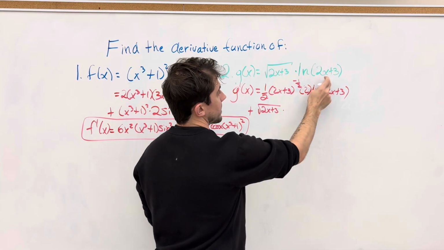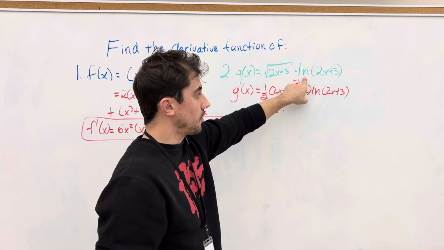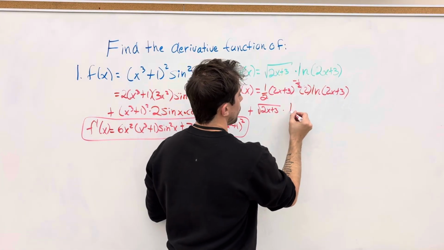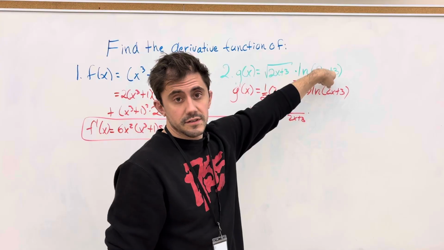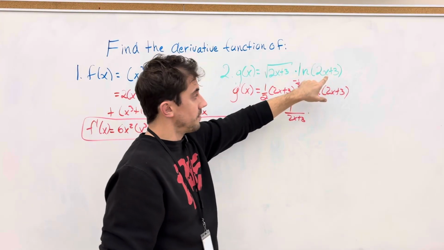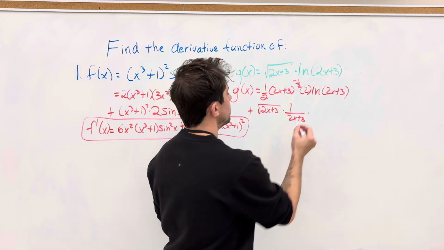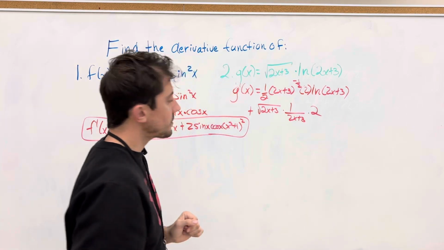plus, now the first part times the derivative of the second part. The derivative of the ln of an expression is 1 over that expression times the derivative of said expression. The derivative of 2x plus 3, once again, is just 2, right?